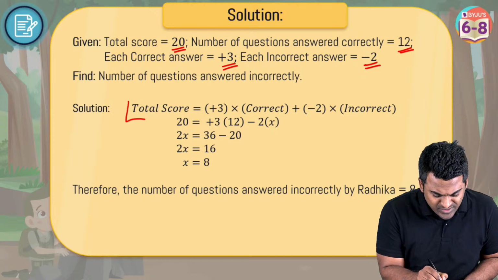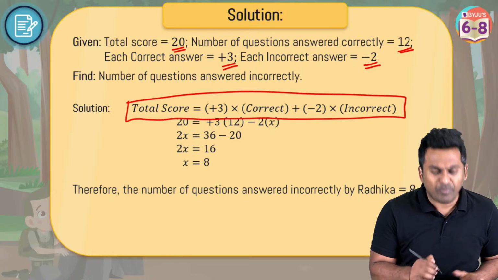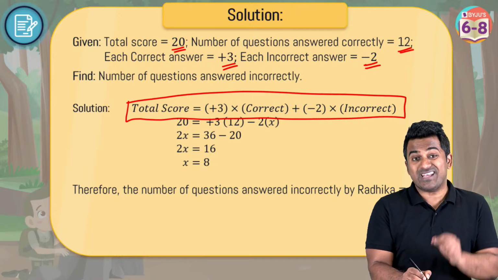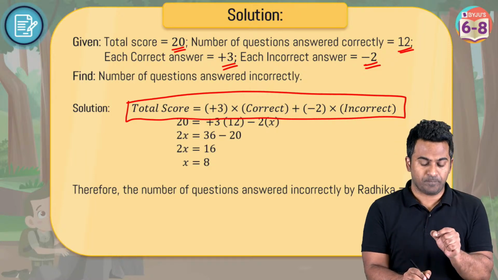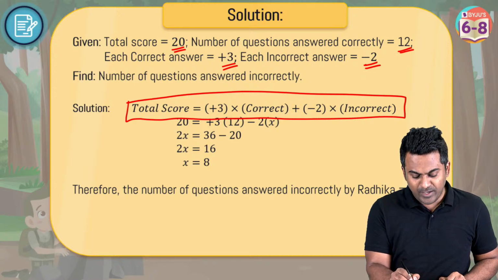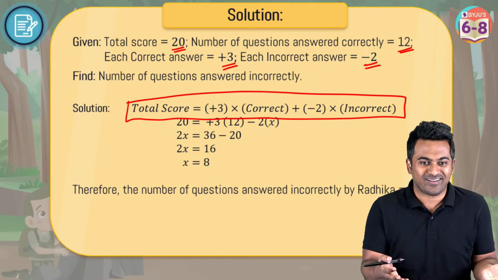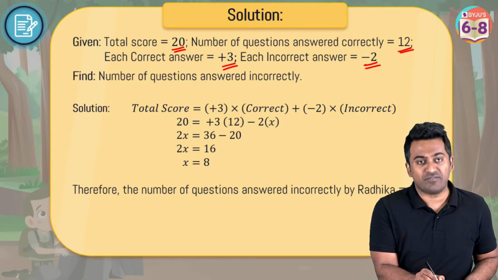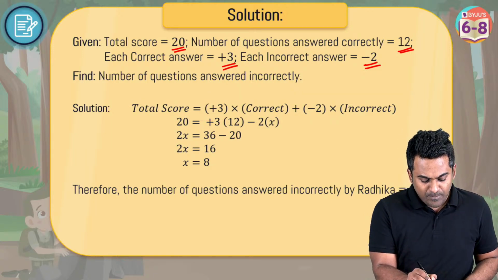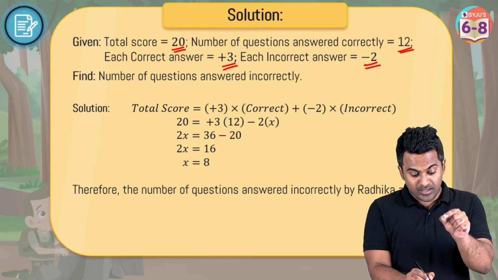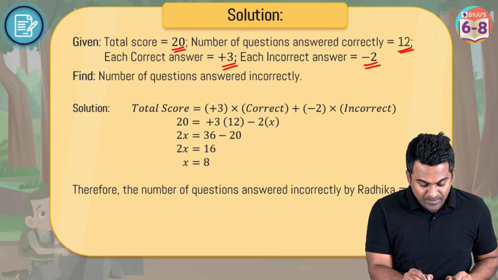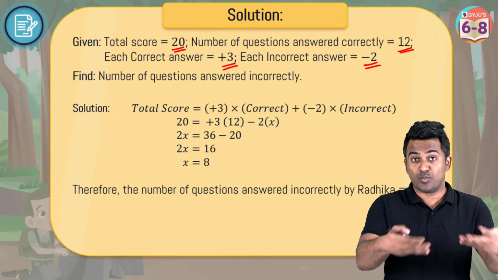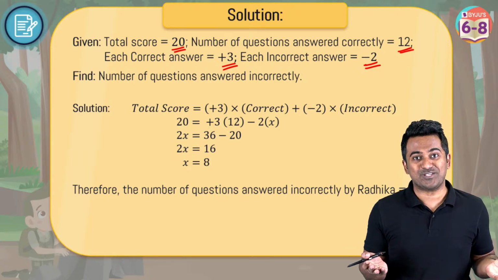Now this would be the simple equation, right? The total score, how would you figure it out? Plus 3 gets multiplied with the number of questions you've answered correctly, and minus 2 gets multiplied with the number of questions you've answered incorrectly. Just substitute it, that's it. So the total score is given as 20. This is equal to plus 3 multiplied with 12, because Radhika got 12 questions correct, and then minus 2 multiplied with the number of questions she has answered incorrectly. We are assuming it to be x here. That's it. Simple equation which you have to solve.